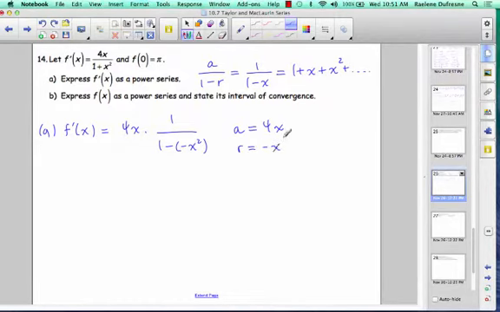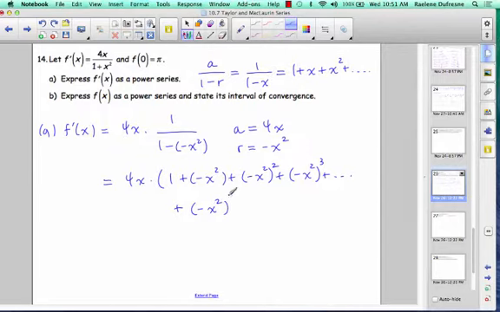So if we take our basic series, 1 over 1 minus x, and we substitute a with 4x, and we replace x with negative x squared, we get the Taylor series to be 4x times 1 plus negative x squared plus negative x squared to the exponent 2 plus negative x squared to the exponent 3 plus dot dot dot plus negative x squared to the exponent n for the nth general term plus dot dot dot.